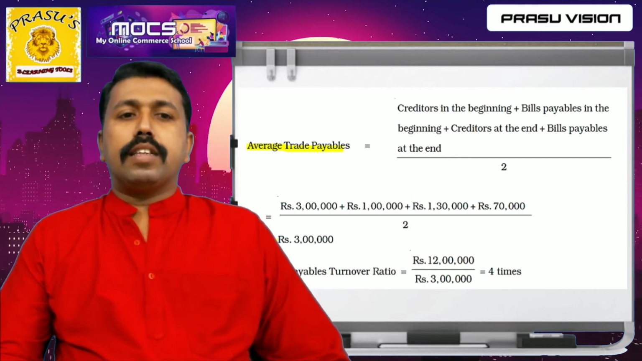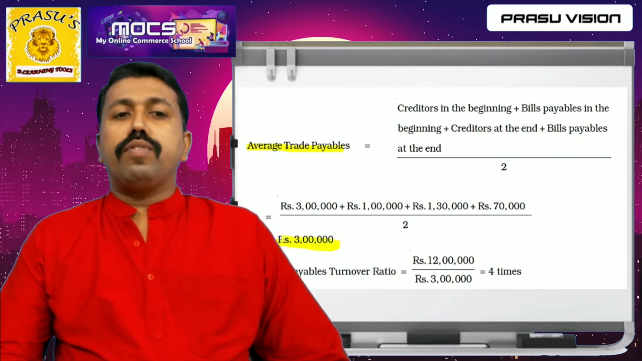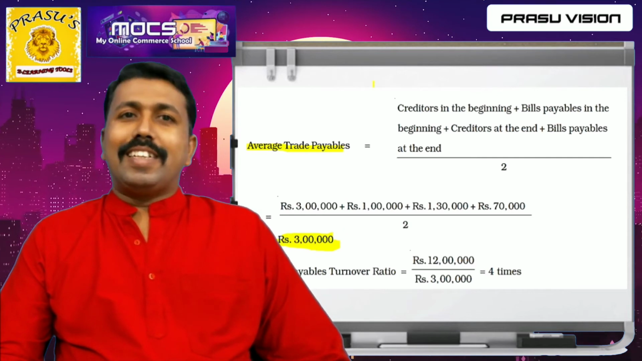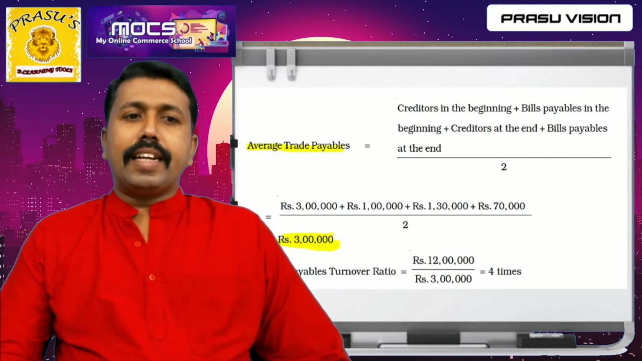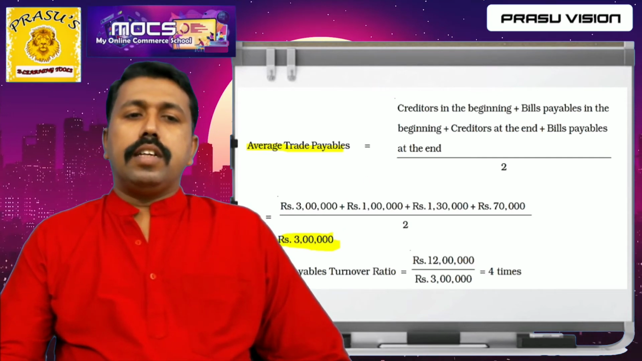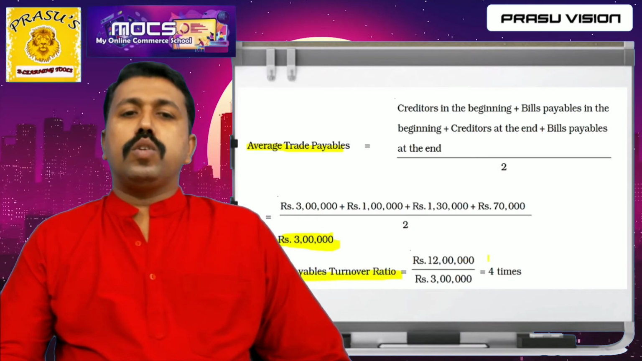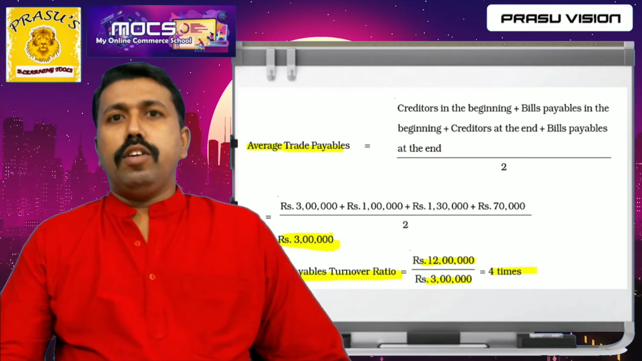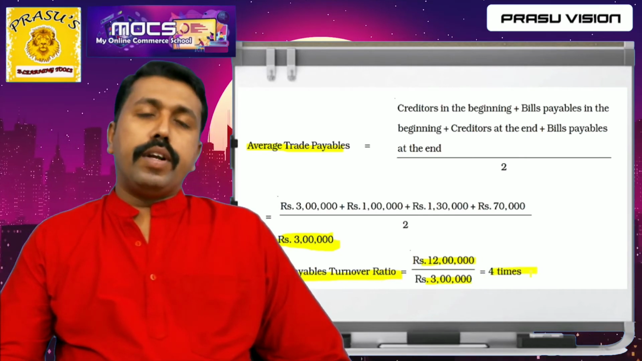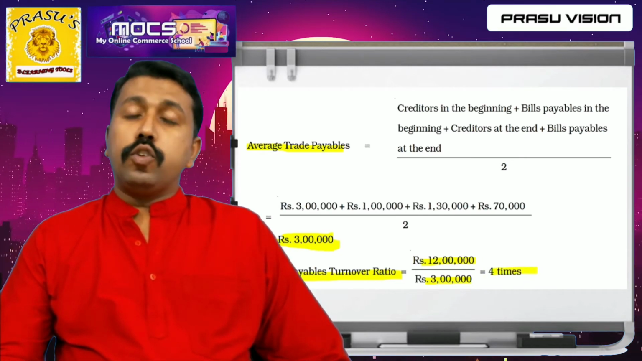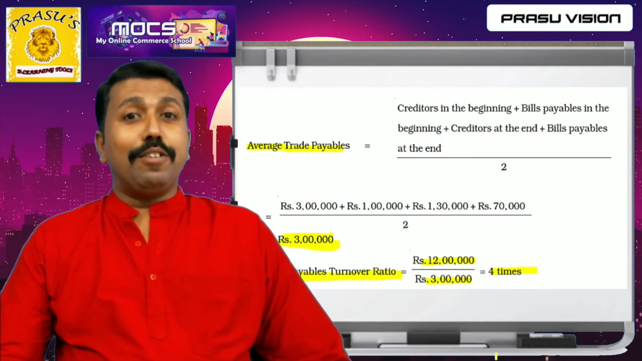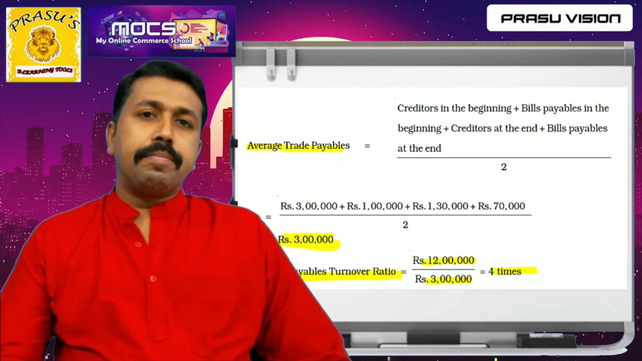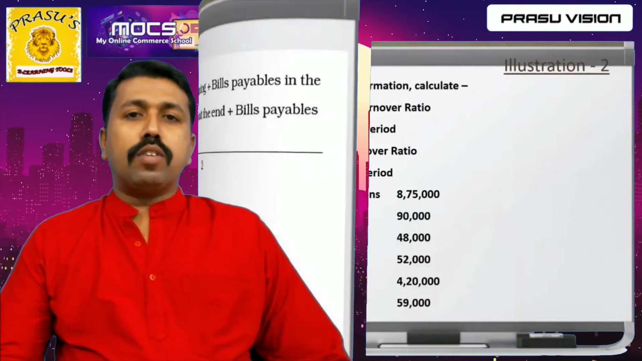So we will get 3 lakh as the amount of average trade payable, and we can directly apply the equation: trade payable turnover ratio is equal to 12 lakh divided by 3 lakh. We will get the value 4 times. 4 times is needed to pay the liability of this 12 lakh. So this is very easy to calculate.